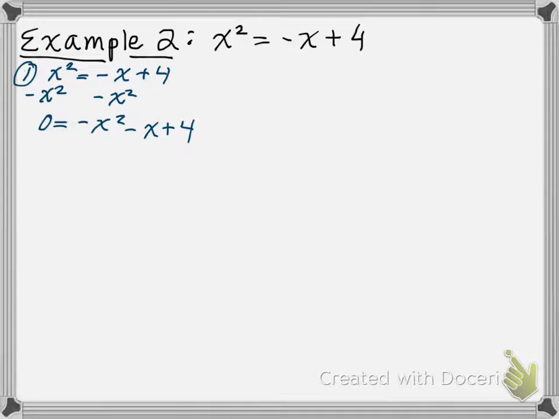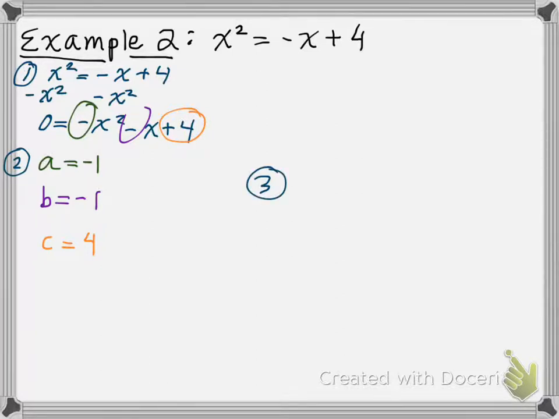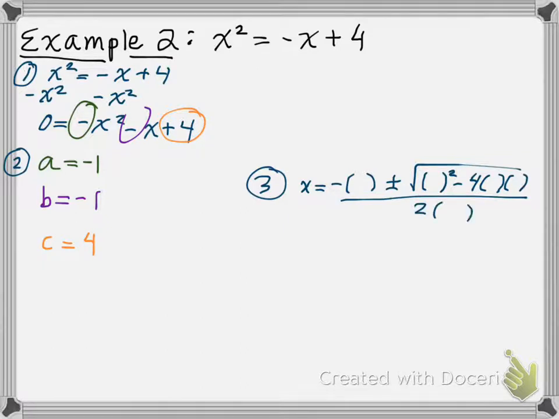Okay, so my second step is going to be to identify my a, my b, and my c. a is negative 1, b is also negative 1, and c is positive 4. So now it's time to plug into the formula. I'm going to do that on the right, but I'm going to leave some space above it. First I'm just setting up my parentheses, and now I'm ready to plug in.